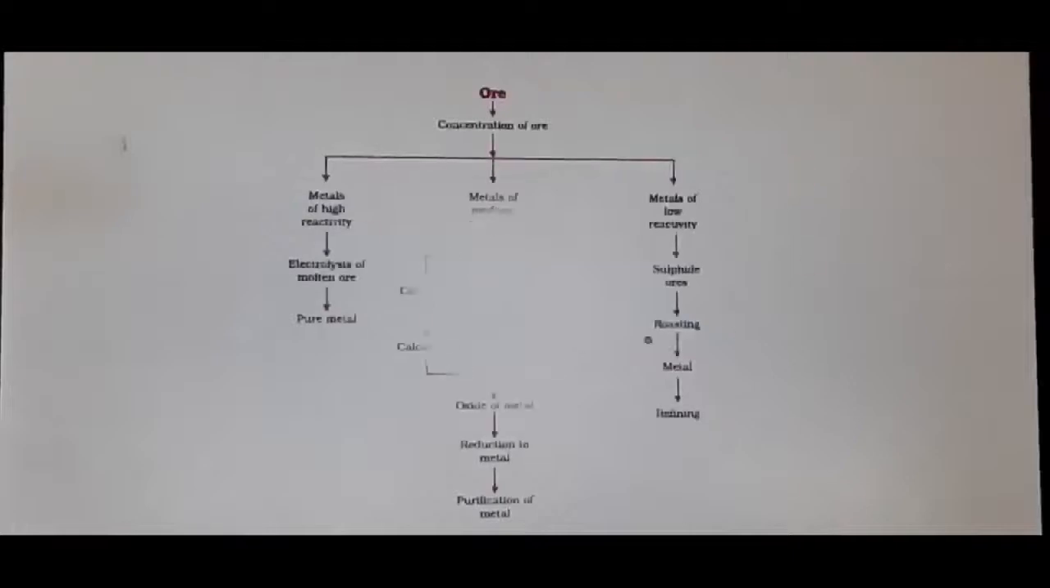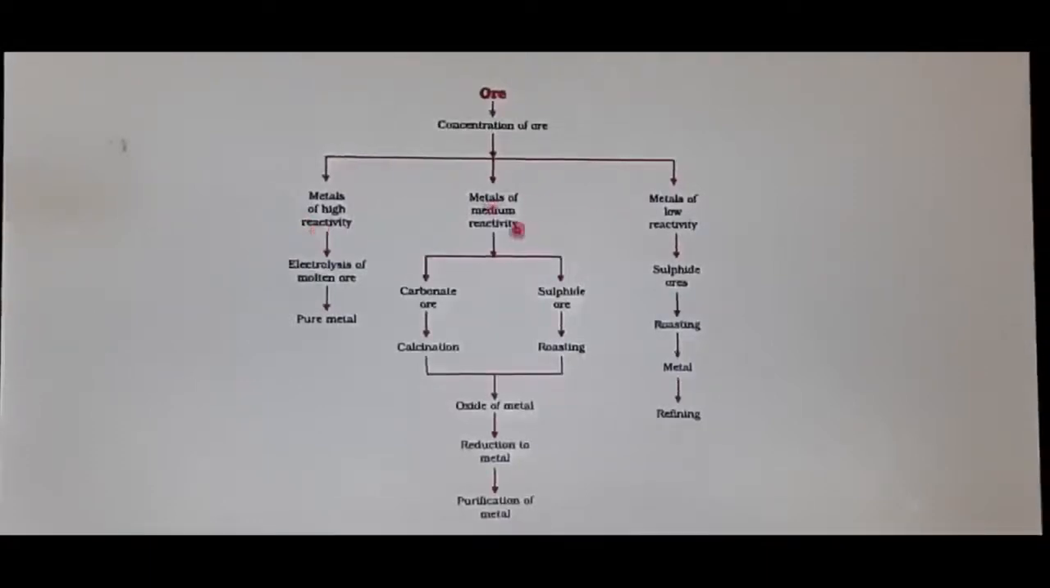With the help of this flow chart, first of all we'll understand it more. Metals of high reactivity, metals of medium reactivity and metals of low reactivity. These are the three categories of metals we have already discussed in the reactivity series also. For metals of high reactivity, the metal is extracted with the help of electrolysis of the molten ore, and then the pure metal is obtained. Metals of medium reactivity are available in the form of their carbonates or their sulfides.